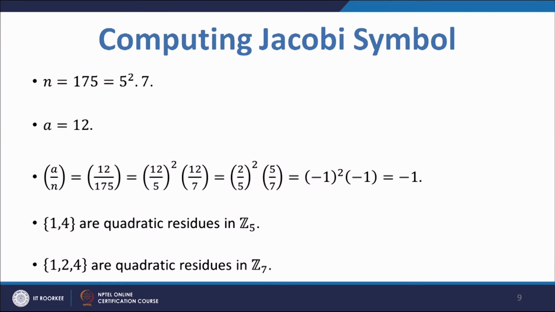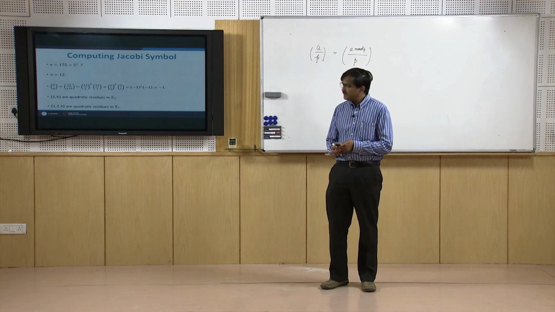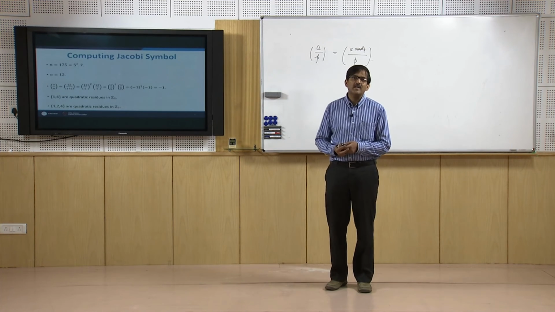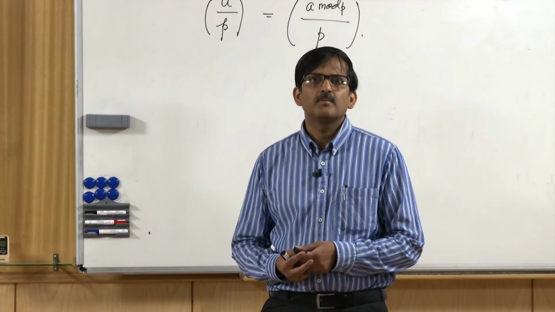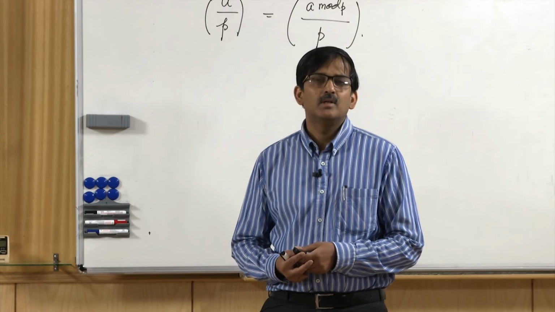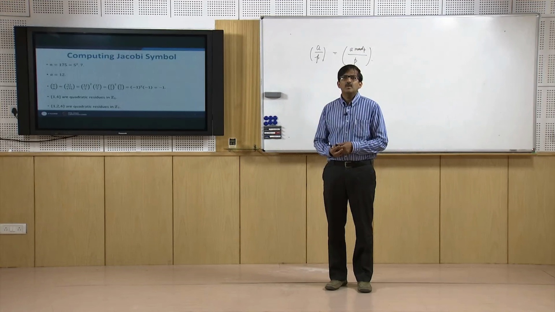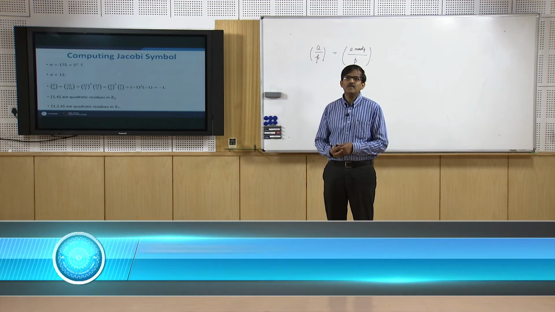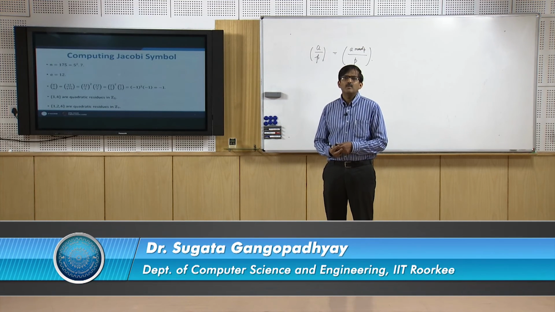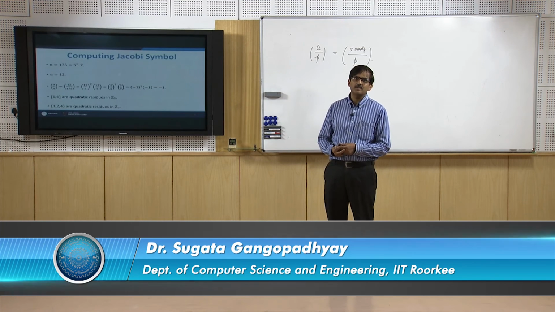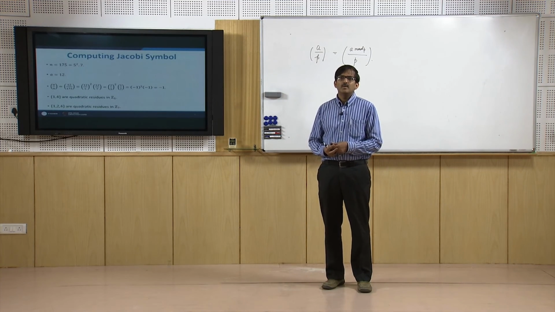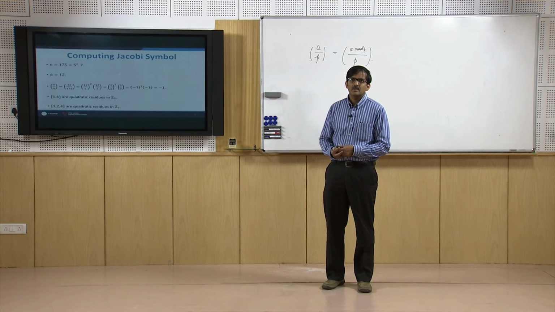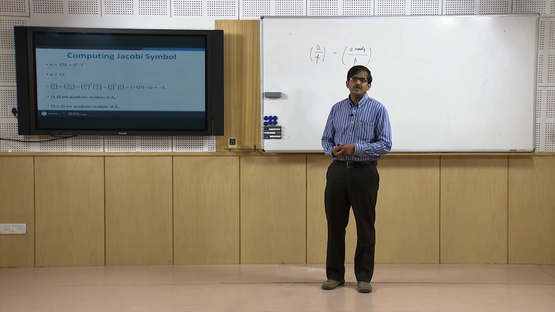Now, the problem with this method of computation is that it requires factorization of n, which is going to be difficult if n is a large number. In the next lecture, we will discuss how to calculate the Jacobi symbol when n is a large number without factorization, by using certain properties of the Jacobi symbol, and that will lead us to the Solovay-Strassen algorithm for primality testing. So, this is the end of lecture 3.